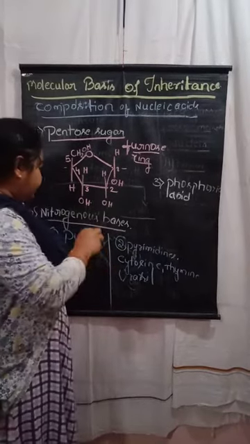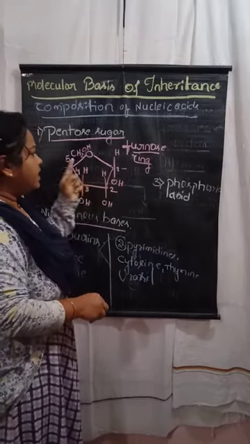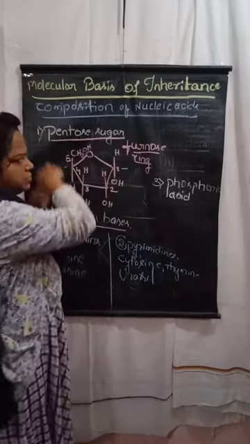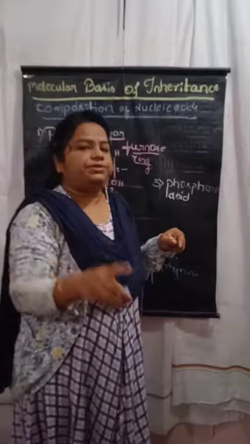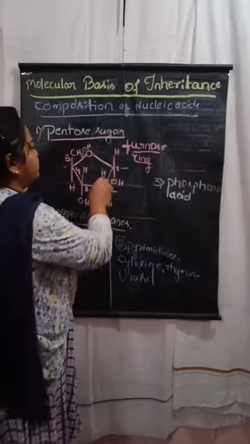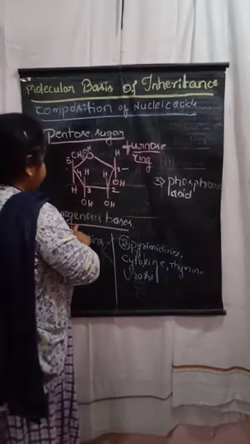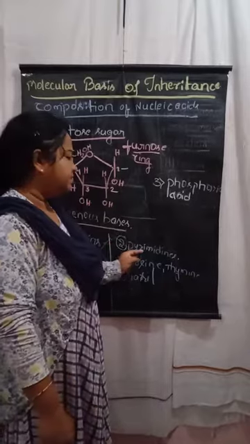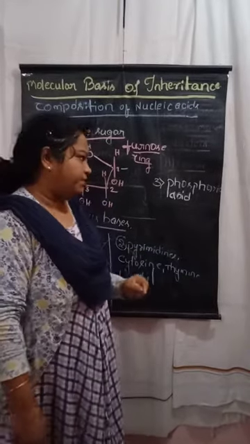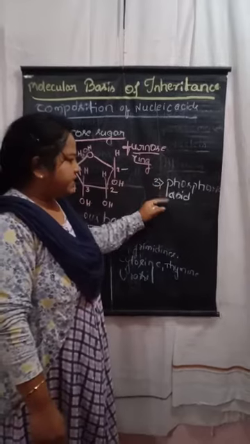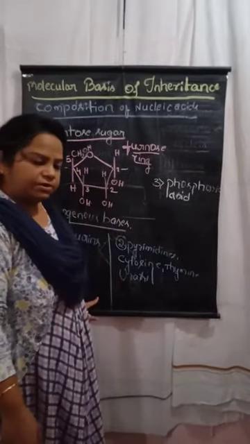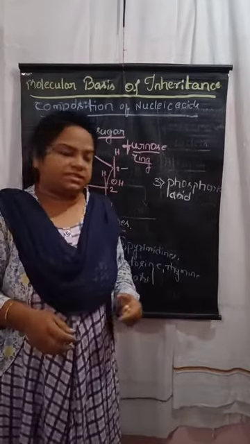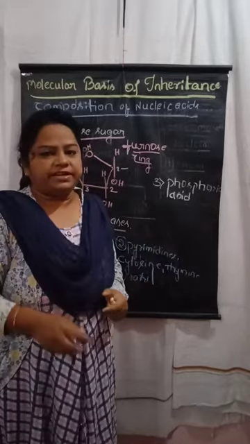These nitrogenous bases are attached to the first carbon of the pentose sugar in the DNA and the RNA molecule. The purines and the pyrimidines attach by the formation of a bond. The difference between them again: the purines are double ringed, pyrimidines are single ringed.